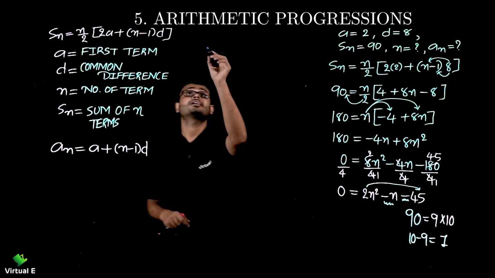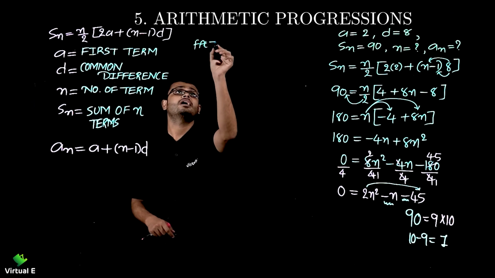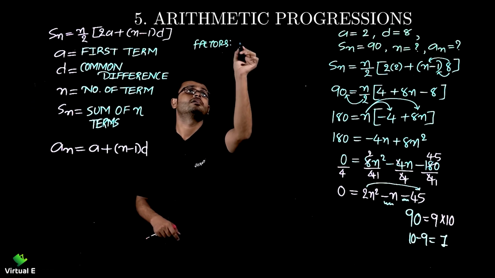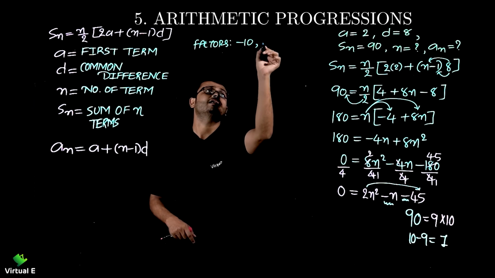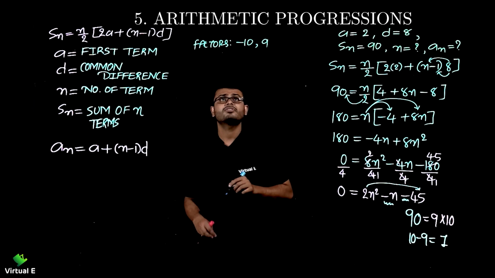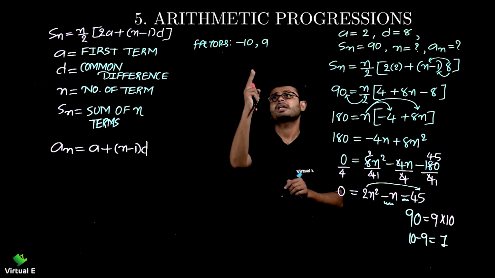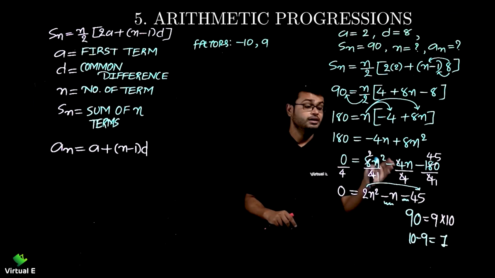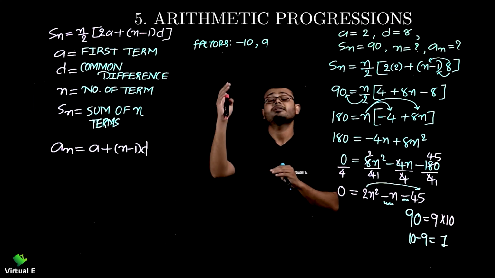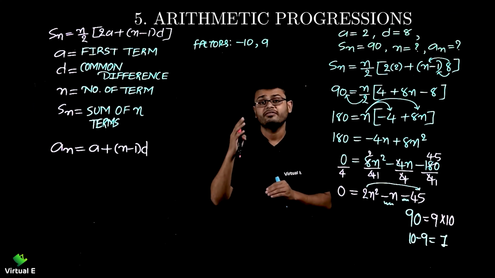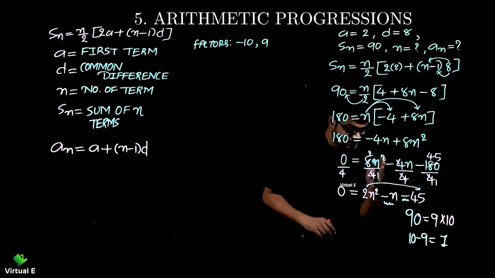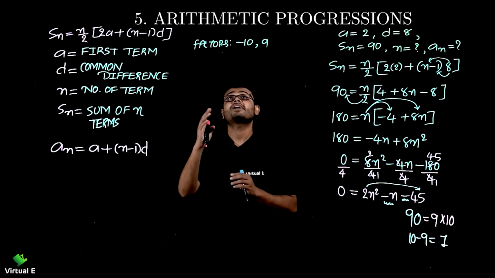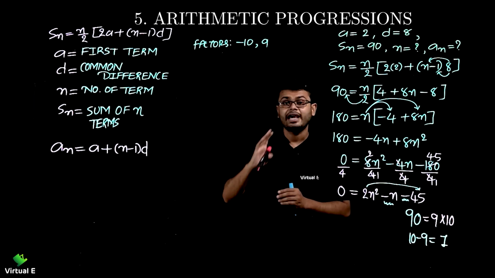So I can say that my factors are minus 10 and 9. So if you multiply minus 10 and 9, that's going to give you minus 90. Okay, minus is the constant term. Then minus 10 and 9, if you add them, you are going to get minus 1. That's the middle term. So my two factors are minus 10 and 9.